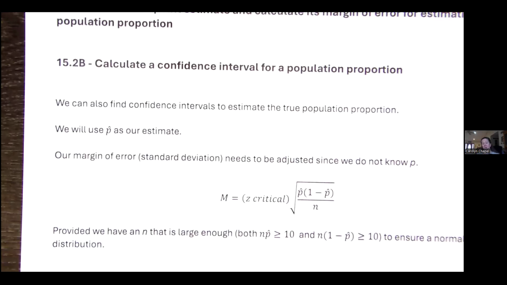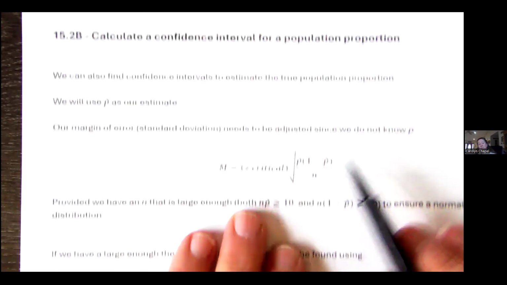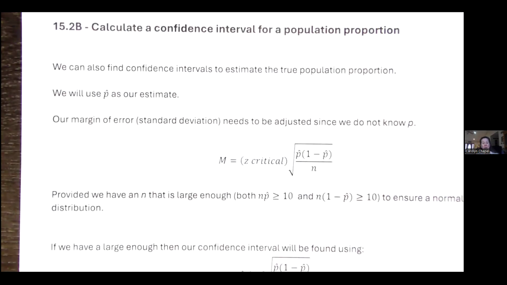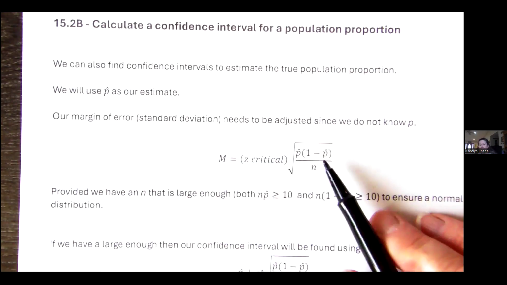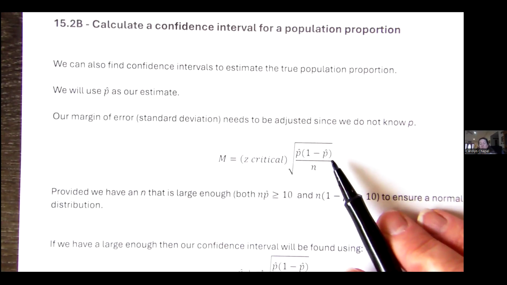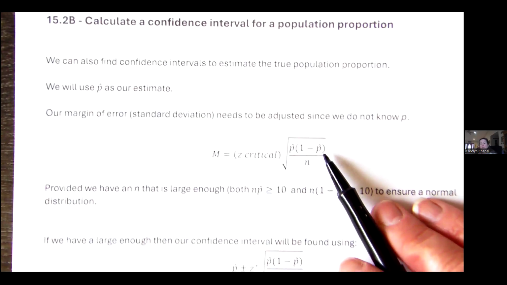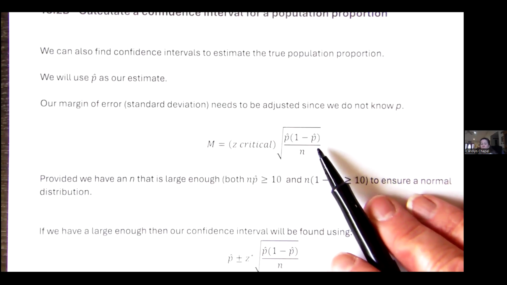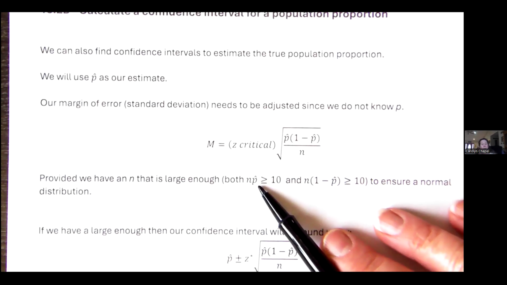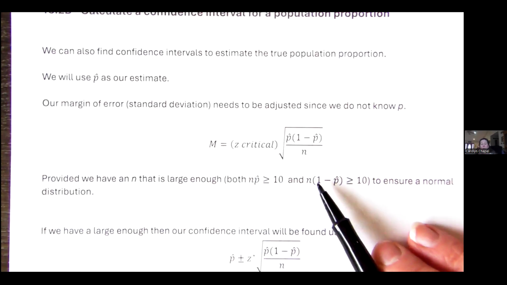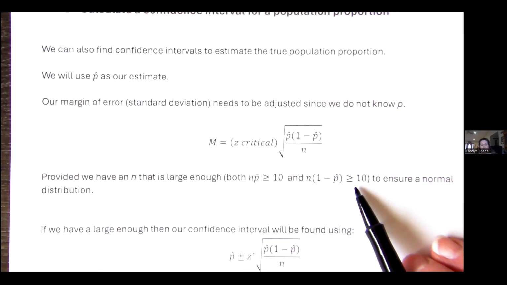Our margin of error is always of the form, some sort of critical value based on the shape or the distribution of our variable, and then that standard error. Now, we don't have P, so we couldn't use P in our standard error. So we have to adjust it a little bit and use our P hat in here. The nice thing is it'll still be normal, provided we get that n times P hat and n times 1 minus P hat to be bigger than 10.